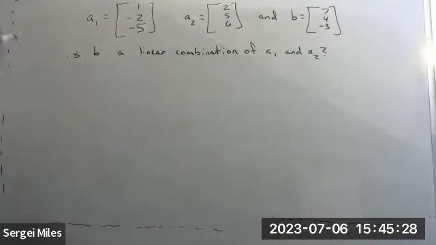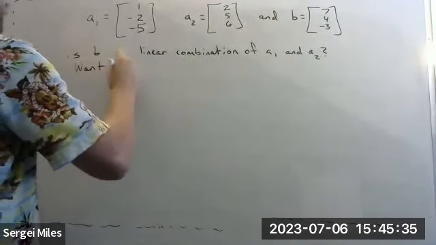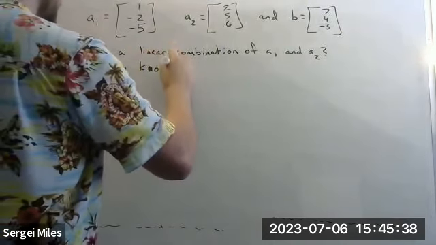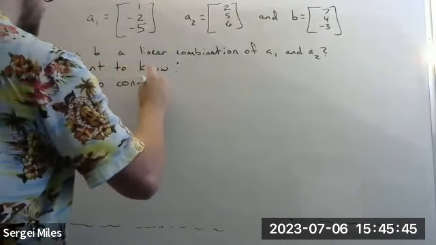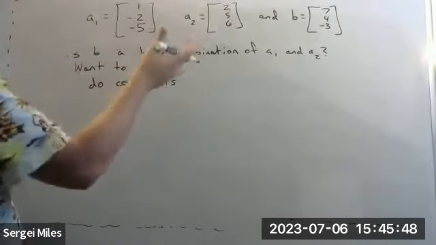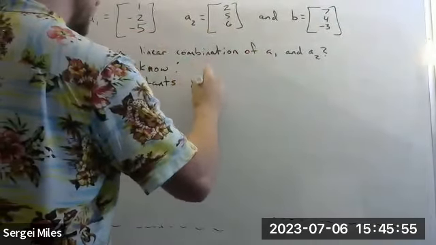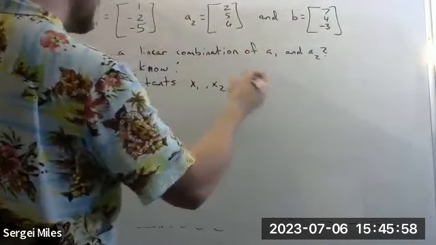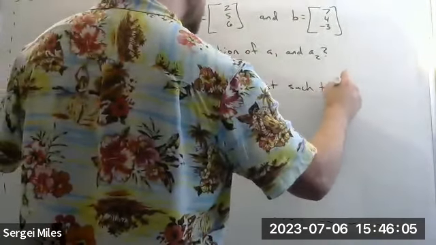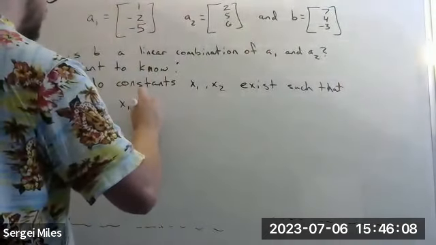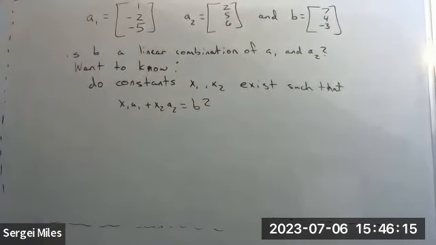Okay. So what is the question we're trying to answer? We want to know, do constants, some unknown constants, I don't know what combination of A1 and A2 would result in B. So I want to know what constants x1, x2, do constants x1 and x2 exist such that x1 times A1 plus x2 times A2 equals B. This is the question we're trying to answer.